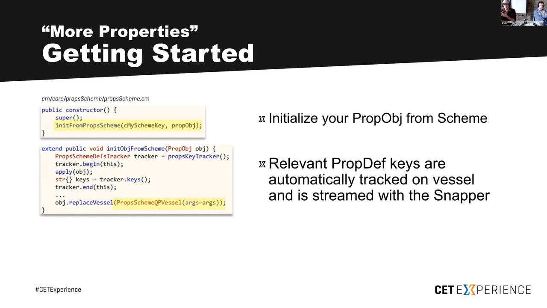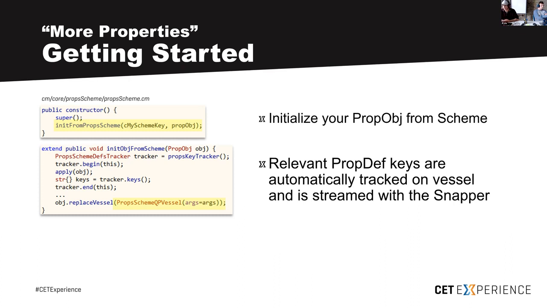Behind the scenes, a prop def tracker is created before the scheme is applied to your object. And then those changes are picked up by that tracker, and all those relevant keys are stored and created. At the end is a prop scheme quick property vessel. That's the magic piece right here, that vessel. That is the key item that we need for the rest of these other tools that we're going to showcase.